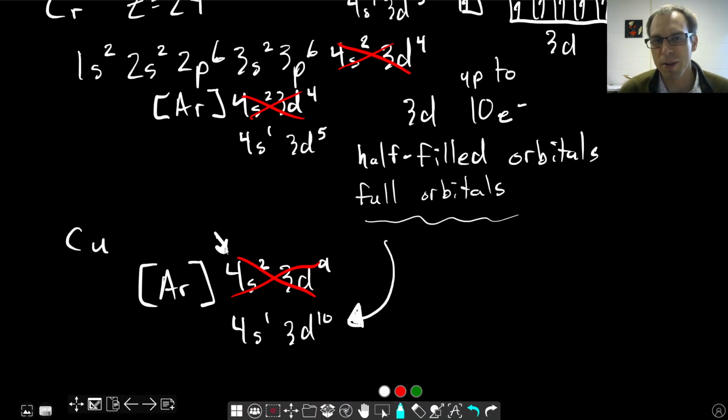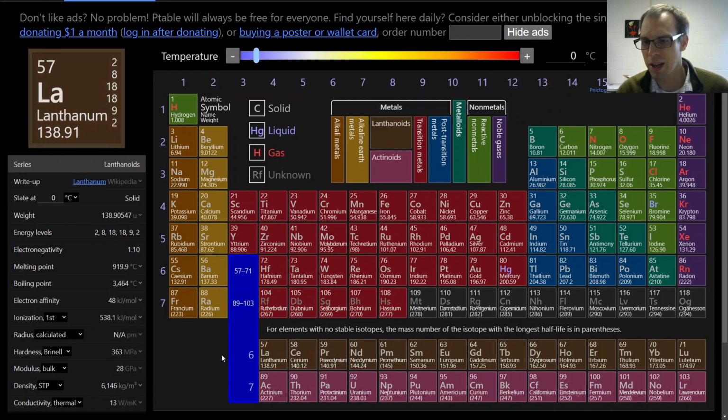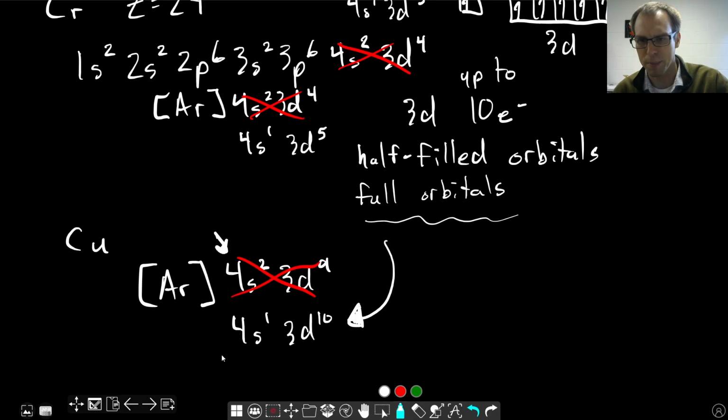There are many other examples of this, particularly if you get down into the f block at the bottom of the periodic table. Throughout these elements down here, there are lots of different deviations from the expected behavior, lots of exceptions. I don't expect you to know those exceptions, but I do expect you to understand what's going on: generally these exceptions will lead to half-filled orbitals or to a set of full orbitals, a full subshell, like in copper, for example. All right, so that's our brief video on exceptions to our electron filling principles.